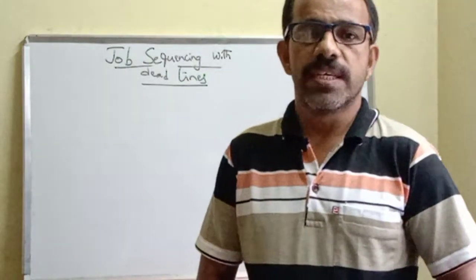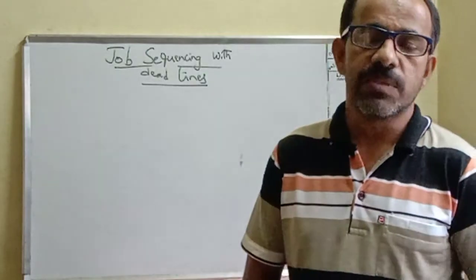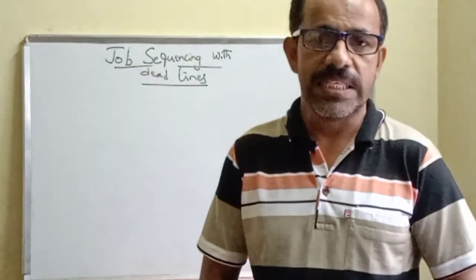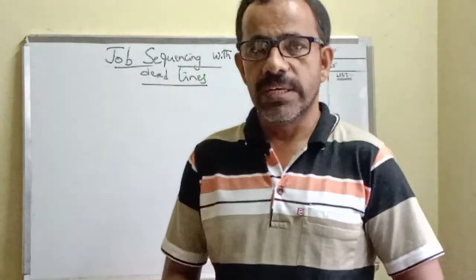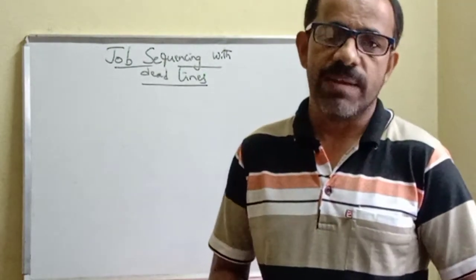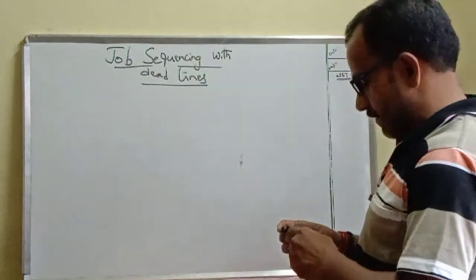In the previous video, I explained the knapsack problem under the greedy method. Now, in this video, I am going to explain job sequencing with deadlines under the greedy method. First of all, I am going to give the definition of job sequencing with deadlines. After that, I will take one example. Then, what do you mean by job sequencing with deadlines?